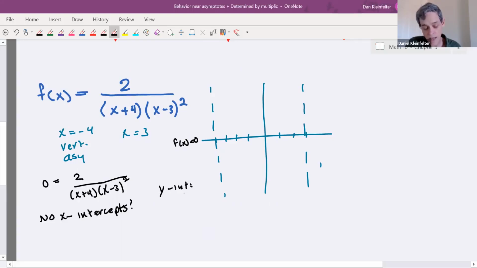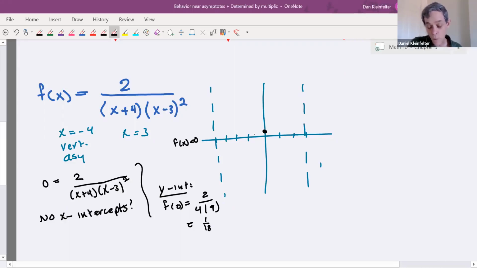So the y-intercept is f of 0. Notice we're not setting this equal to 0 now, right? We're plugging in 0. So f of 0 will be 2 over 4 times 9. That's 2/36 or 1/18, or a small positive value. Okay, so there's our y-intercept.